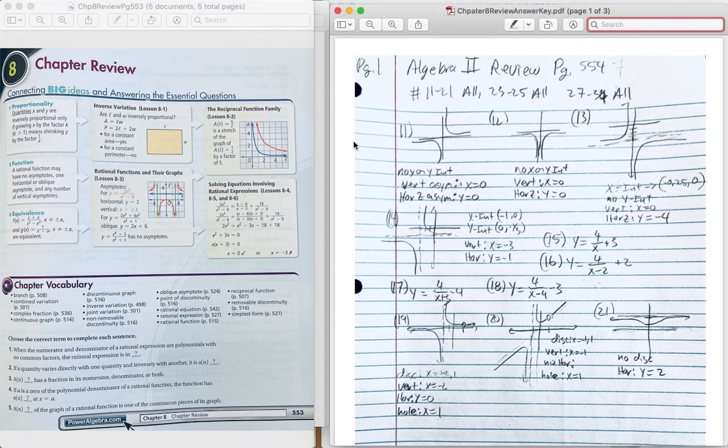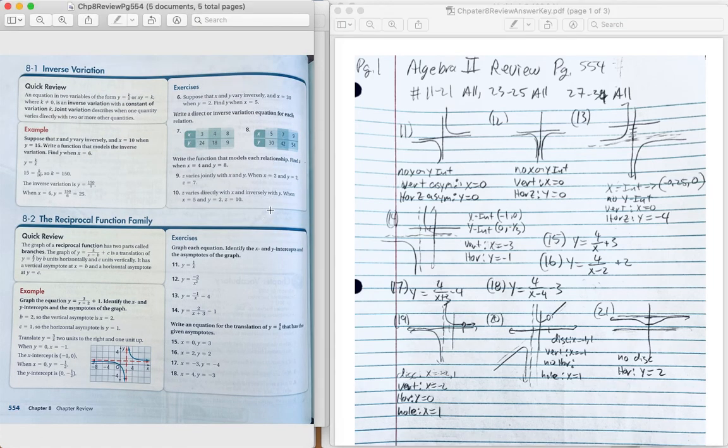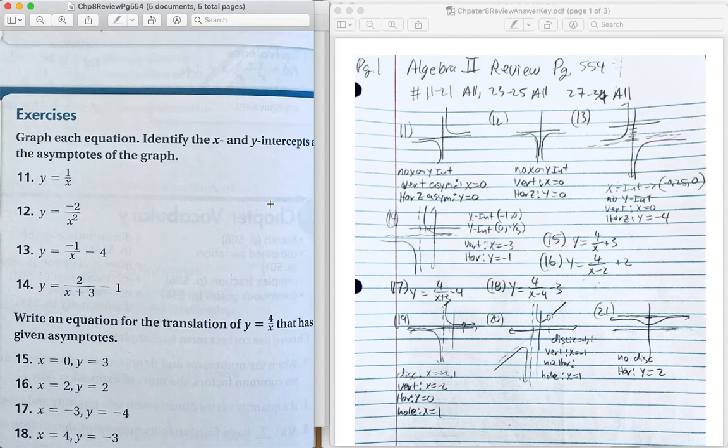Okay, so this is Chapter 8 review, Algebra 2. So the first question, question number 11, they want us to graph some of these rational functions, and see if there are any intercepts and asymptotes from the graph.